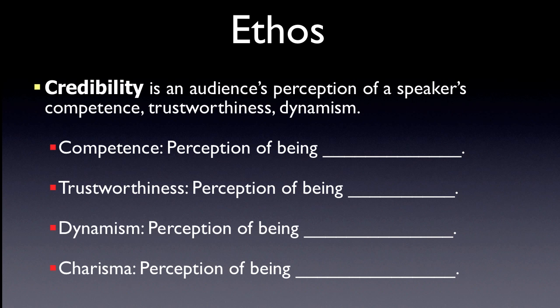Ethos is all about credibility. Credibility is an audience's perception of a speaker's competence, trustworthiness, and dynamism. Competence is the perception of being informed, skilled, and knowledgeable. Trustworthiness is a perception of being believable and honest. Dynamism is a perception of being energetic. And finally, charisma is the perception of having talent, charm, and attractiveness.